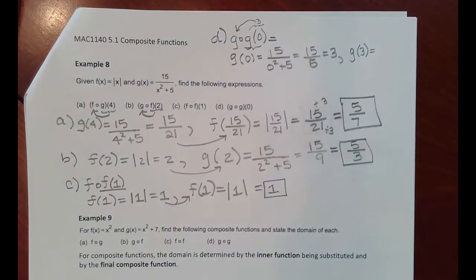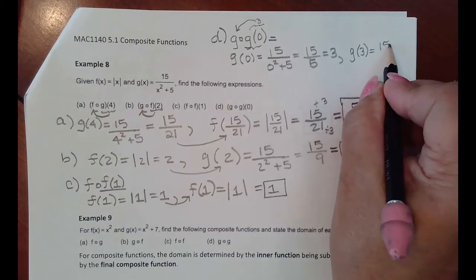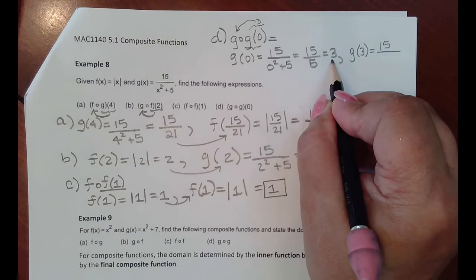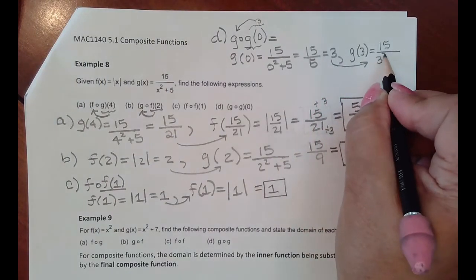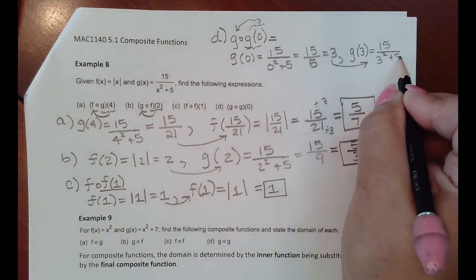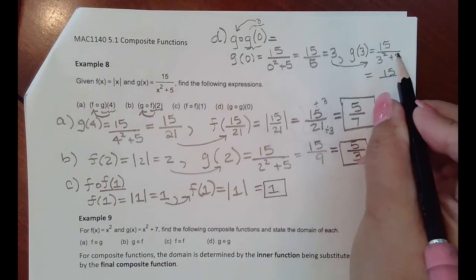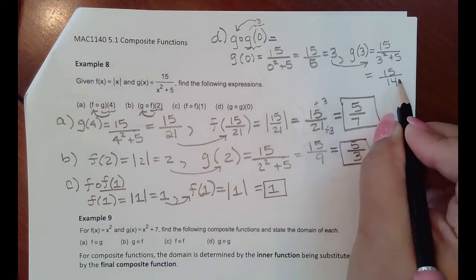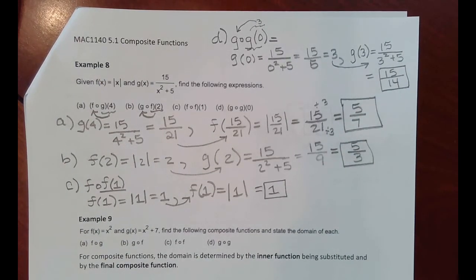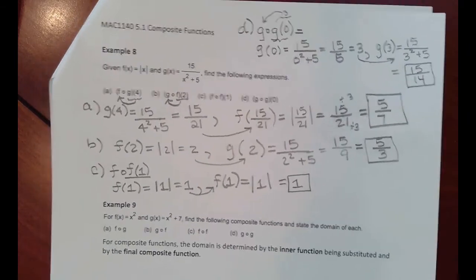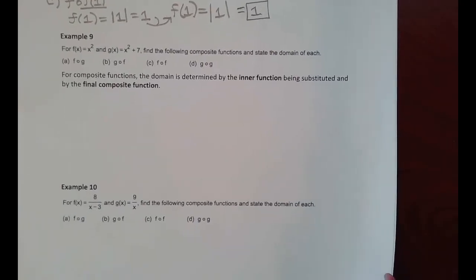So now you're going to do G composed of 3. And the G function is, once again, 15 over x squared plus 5. You're plugging in this 3 right there. That's what that means. So 3 squared plus 5. So this ends up being 15 over 9 plus 5 is 14, and that doesn't reduce. That's the final answer for part D. Okay, pretty tedious, but you're going to have multiple parts in my math lab, so I want to give you good exposure to that.